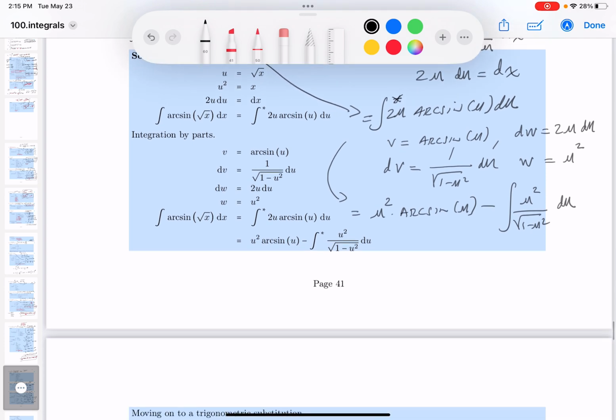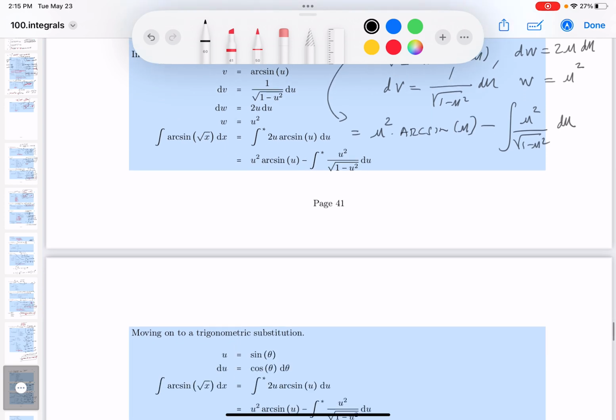Okay, I got to do this now, don't I? I guess trig substitution. All right, let's take a look at that. I guess it's a lot of work, isn't it? The trig substitution I'm going to make is u equals sine theta, and du is going to be cosine theta d theta.